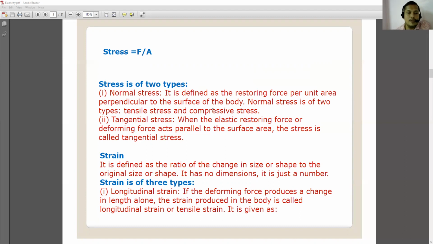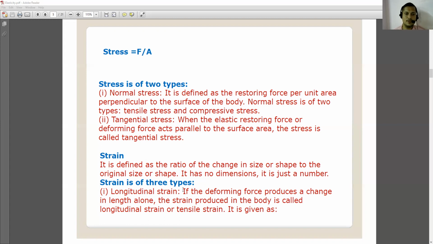Next one is strain. Now strain is defined as the ratio of the change in size or shape to the original size or shape. It has no dimensions, it is just a number. So what is meant by strain? Strain म्हणजे काय, तर हा सुद्धा एक रेशो आहे कशाचा, तर चेंज इन साइज और शेप, जो काही चेंज झालेला आहे साइज किंवा शेप मध्ये, टू द ओरिजिनल साईज ऑर शेप. जो ओरिजिनल साईज आणि शेप आहे त्याच्या कंपॅरिझननं हा जो रेशो आहे त्याला आपण म्हणतो स्ट्रेन. इट हॅज नो डायमेन्शन्स, इट इज जस्ट अ नंबर.